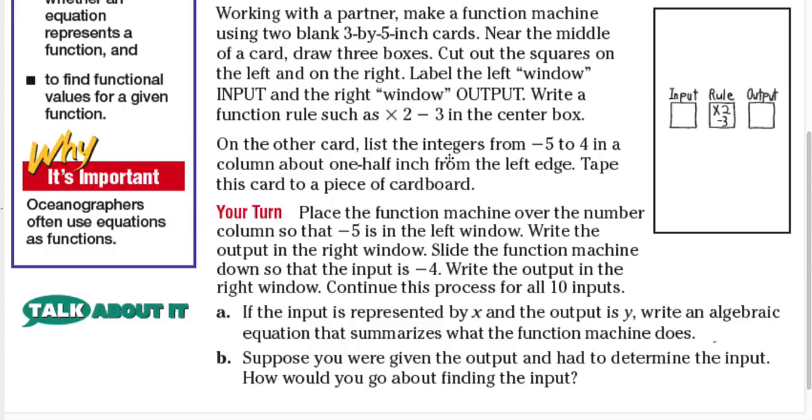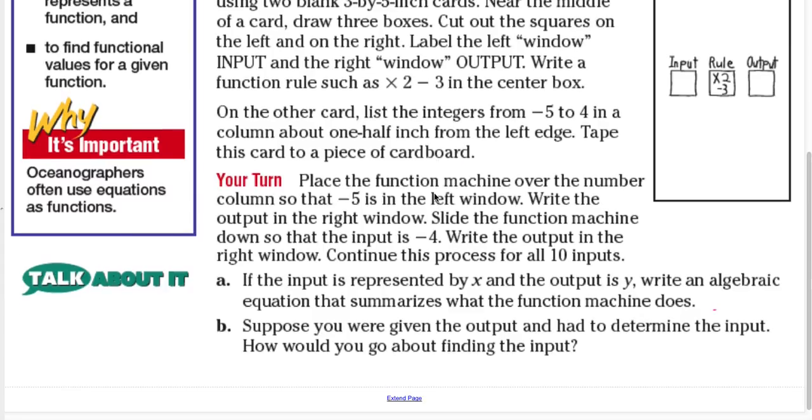On the other card, list the integers -5 to 4 in a column about 1/2 inch from the left edge. Tape this card to the piece of cardboard. Then place the function machine over the number column so that -5 is in the left window. Write the output in the right window. Slide the function machine down so that the input is -4. Write the output in the right window. Continue this process for all 10 inputs.